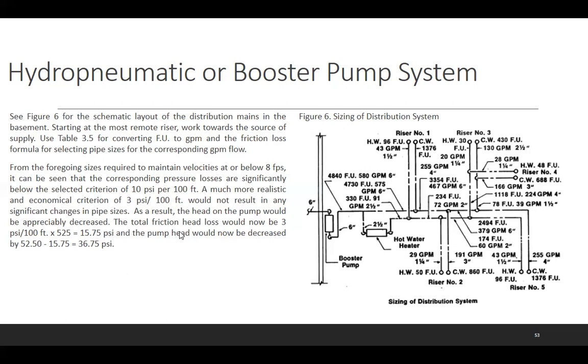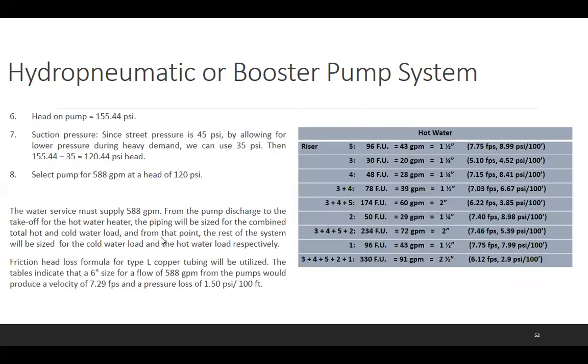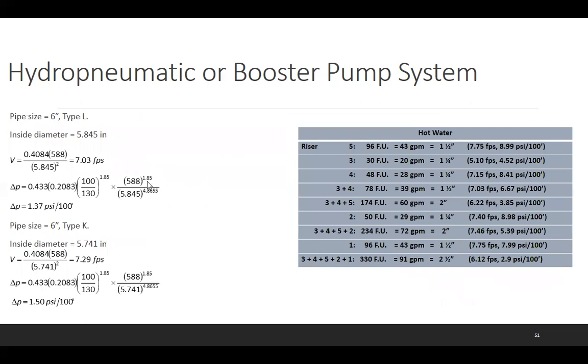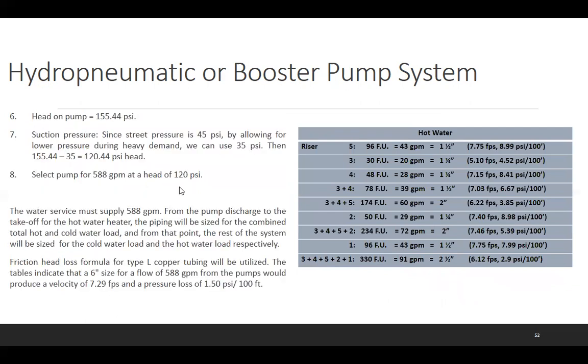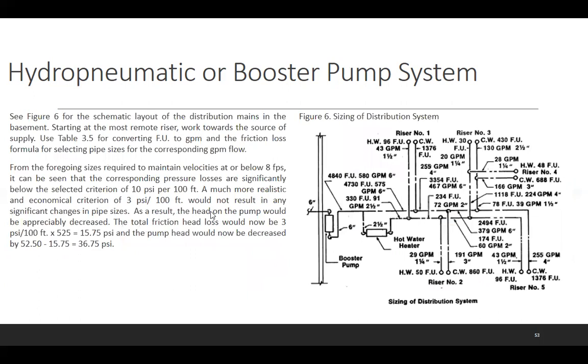So, the total friction head loss would now be 3 PSI times 100 times 0.525 is 15.75 PSI. And the pump head would now be decreased by 52.5 minus 15.75 or 36.75 PSI. So, ito, babawasan mo ito ng 36.75. Yan. So, ilan na lang? Mga 90 na lang, yung mga 40, mga 80 plus na lang, 85 PSI na lang. So, laki na binaba, di ba? So, kailangan talaga detail. May example tayo ng detail pagkatapos ito sa sample design.